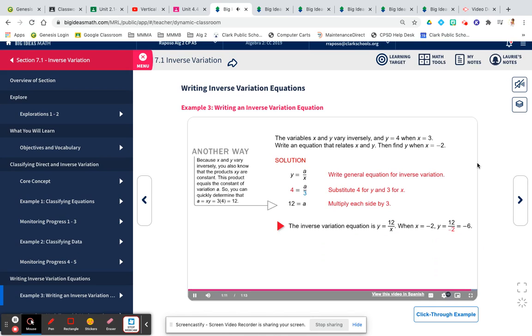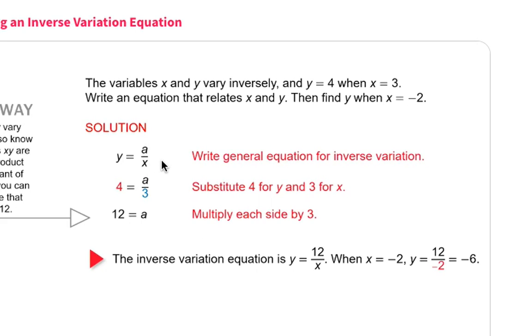Okay, so what she's explaining is that if we're told we're going to write an inverse variation equation, we're going to start with the actual formula. So the formula is y equals a over x. We're going to take the numbers that they give us in the problem. So in the problem, they tell us y is 4, they tell us x is 3. We're going to plug it into the equation, and we're going to solve it for the unknown, which happens to be a here. That's going to be our constant. So we're going to multiply both sides by 3 to get a by itself, which is 12. So now we can rewrite the equation with the number that we know a is. So we're going to rewrite the equation y equals 12 over x. That is the inverse equation.